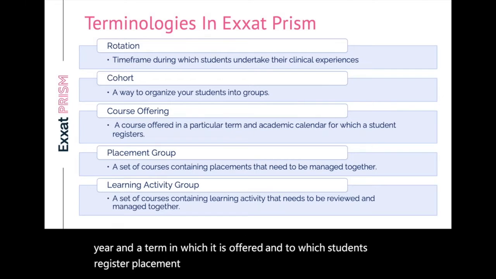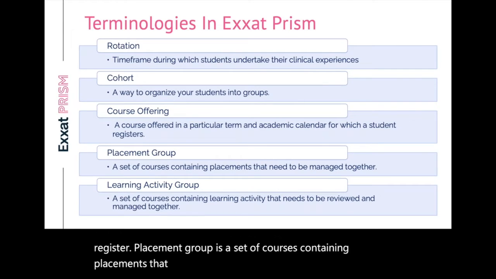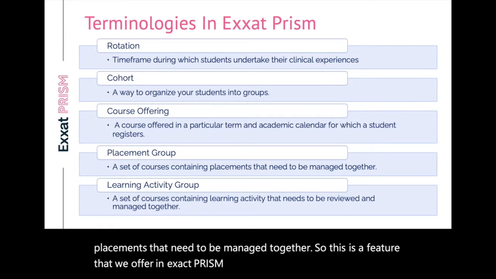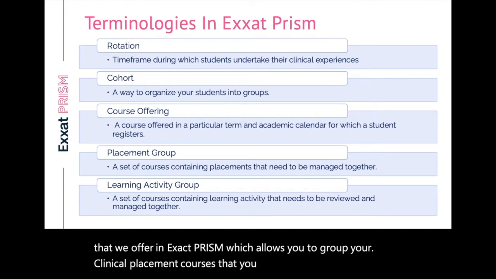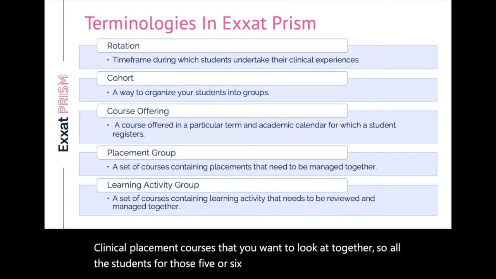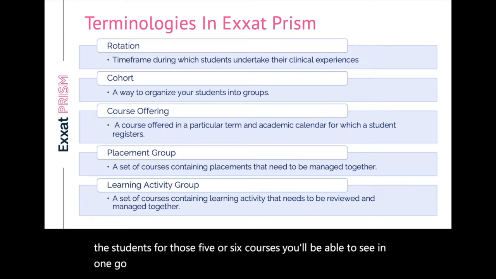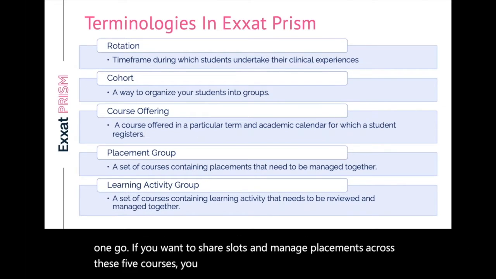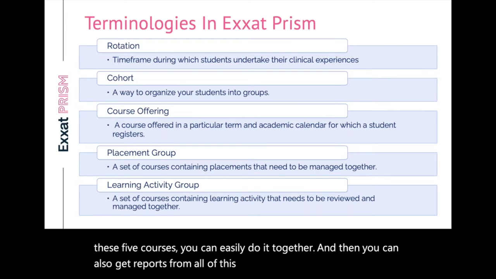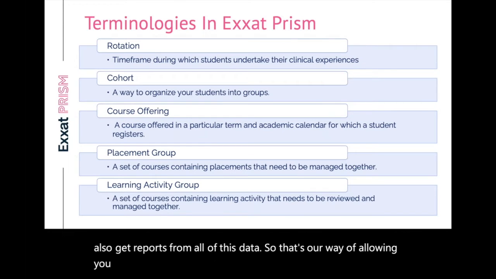Placement group is a set of courses containing placements that need to be managed together. So this is a feature that we offer in Exxat Prism, which allows you to group your clinical placement courses that you want to look at together. So all the students for those 5 or 6 courses, you'll be able to see in one go. If you want to share slots and manage placements across these 5 courses, you can easily do it together. And then you can also get reports from all of this data. So that's our way of allowing you to manage multiple courses that are related to each other.